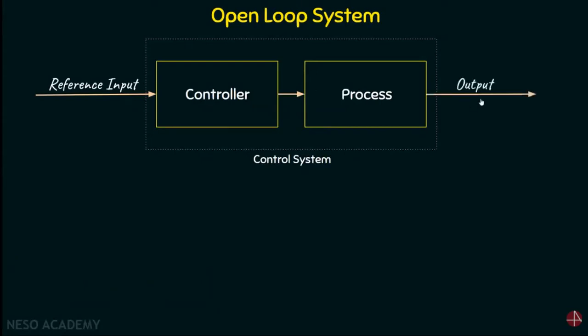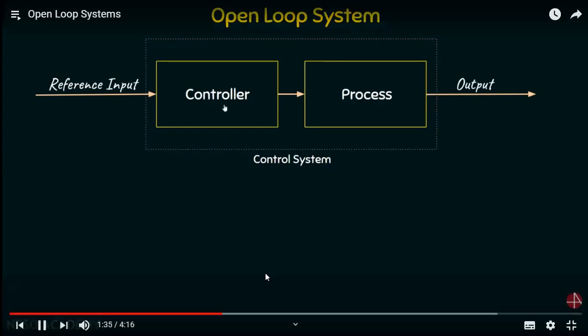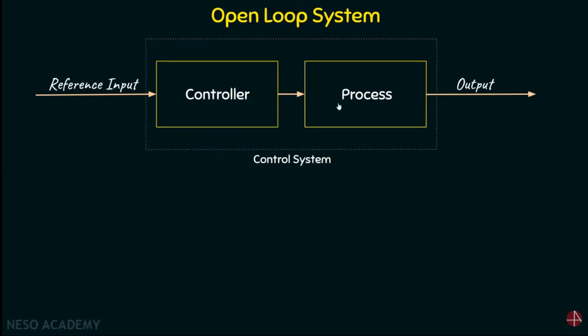So now we can say that any control system will take an input, and inside the control system, the controller will control the amount of input that is required for the process, and the controlled input will move on to the process section, where it will be processed in order to generate the output. In this way, we are done with the block diagram of the open loop system. Now let's move on to some of the important points of the open loop system.